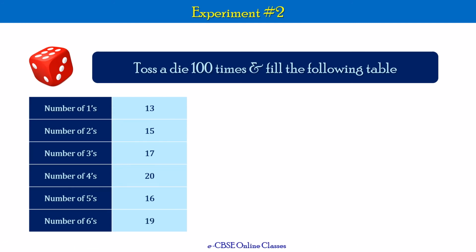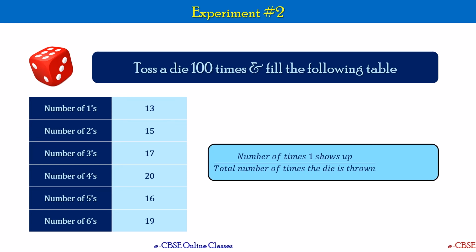When I ask you to take a ratio of the number of times that 1 has shown up divided by the total number of times the die is thrown, how will you calculate that? The number of times 1 has shown up is 13, right? The total number of times I have rolled the dice is 100. So 13 by 100 is 0.13.